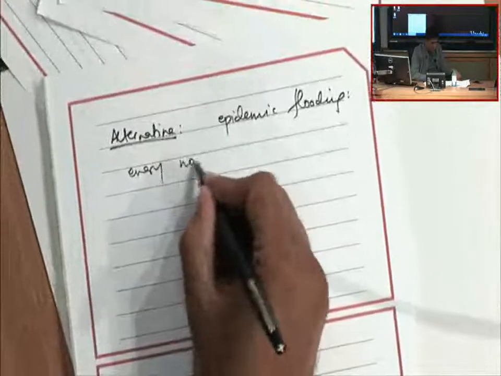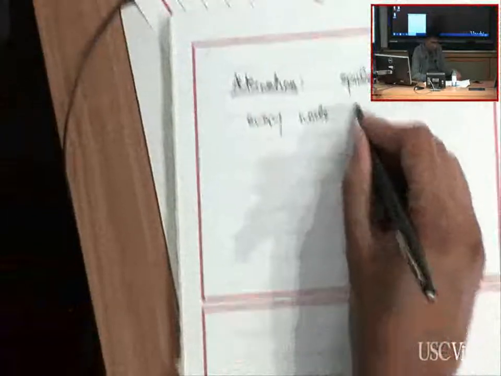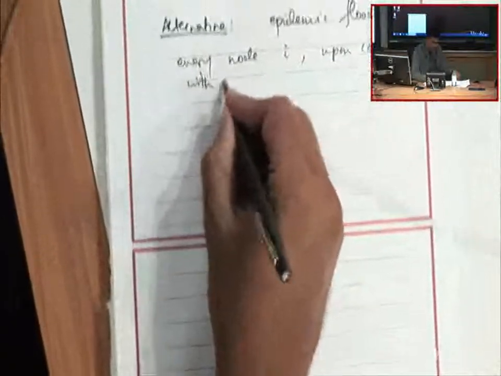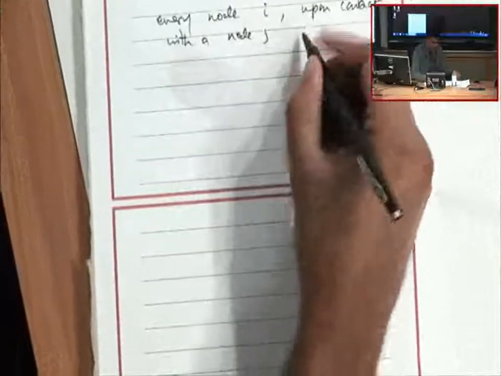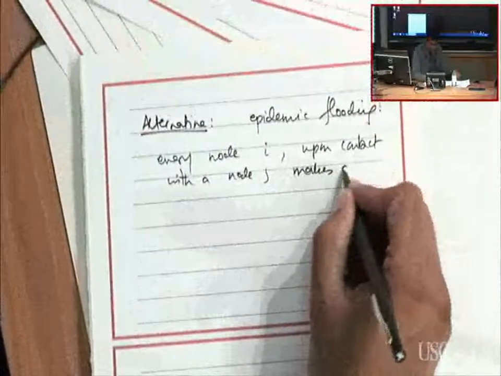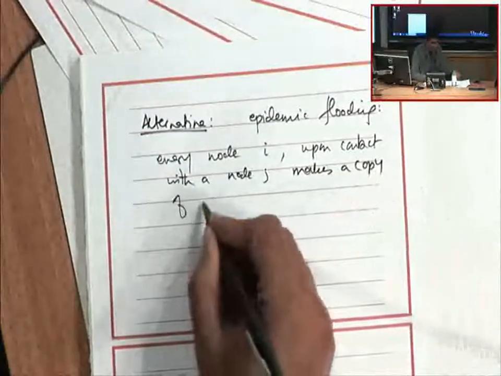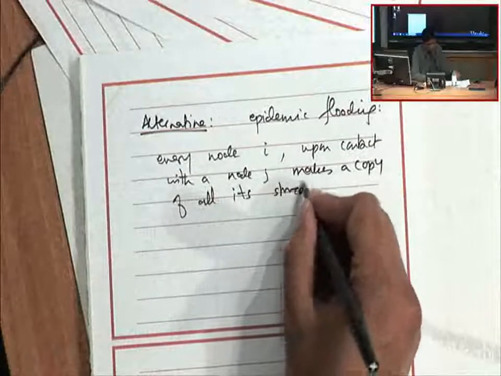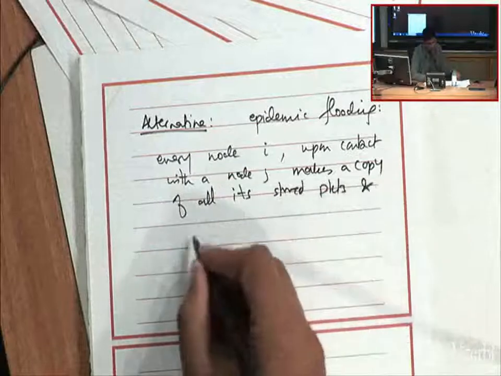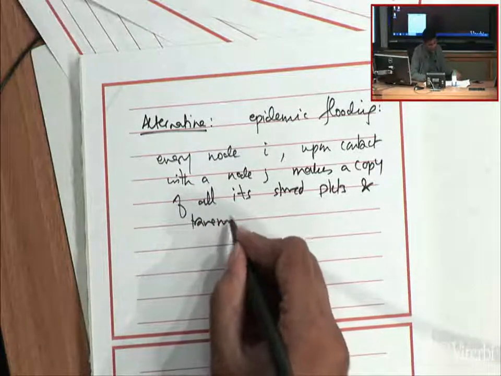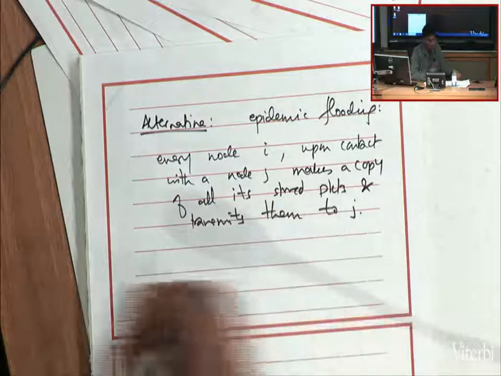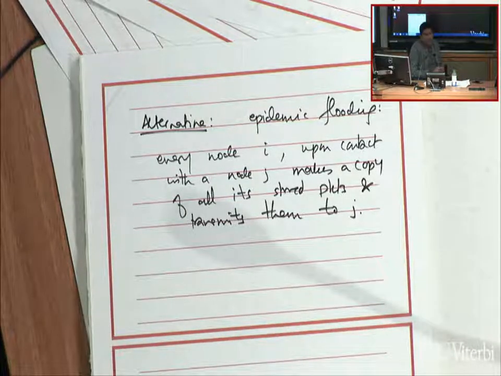Every node I, upon contact with a node J, makes a copy of all its stored packets and transmits them to node J. Let's take the simplest setting.